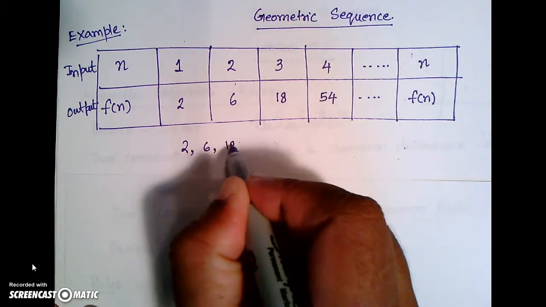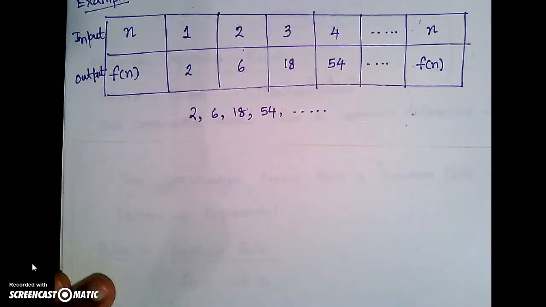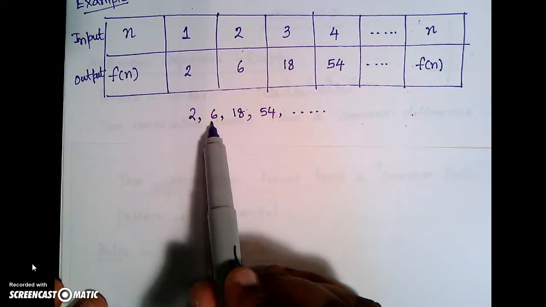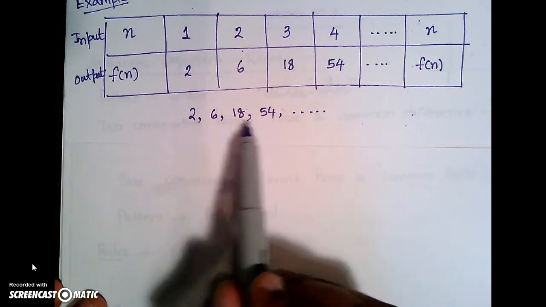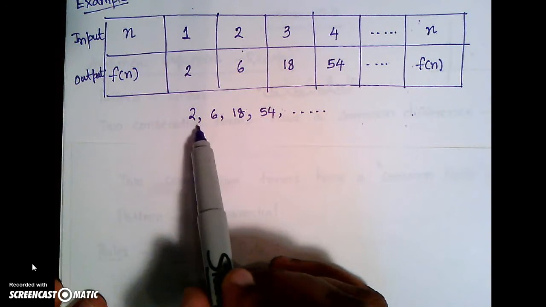6, 18, 54, and so on, I'm looking at it, does it have a common difference? 2 plus 4 is 6, 6 plus 4 is not 18. So this is not an arithmetic sequence. So let's identify what other pattern does it have.